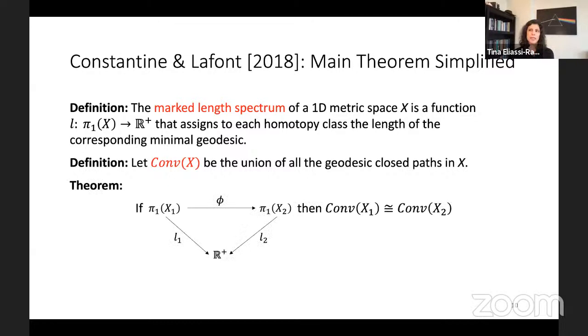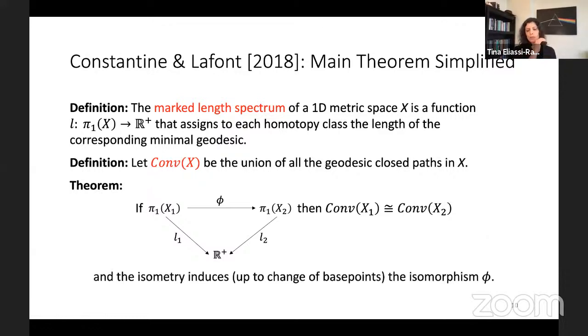And then their theorem said that if an isomorphism preserves this marked length spectra between metric spaces X1 and X2, then their convex sets are equal. And that equality, which is the isometry, will induce an isomorphism up to a particular base point. I'll talk about this base point in a minute and what it is. And so this was what was in the Constantine-Lafont paper.